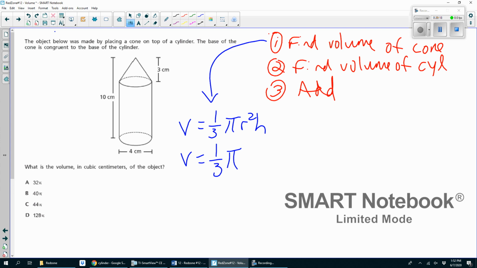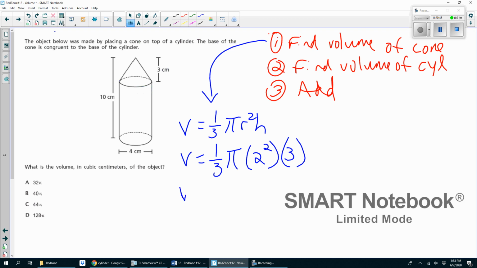Well, let's see, do I have the radius? I'm looking at this circle right here, which is the same size as the circle at the bottom. They don't give me the radius, they give me the diameter. But we know that the radius is just half the diameter. Since the diameter is 4, the radius is 2. And the height of the cone, which is just this part right here, I'm not including any of this yet. The height of the cone is just 3 centimeters.